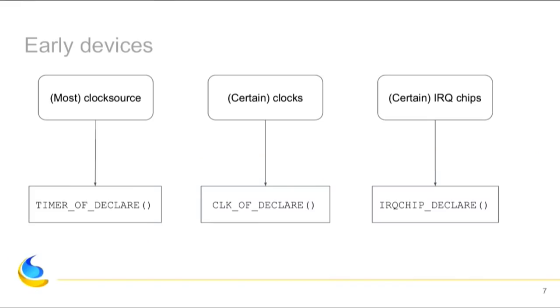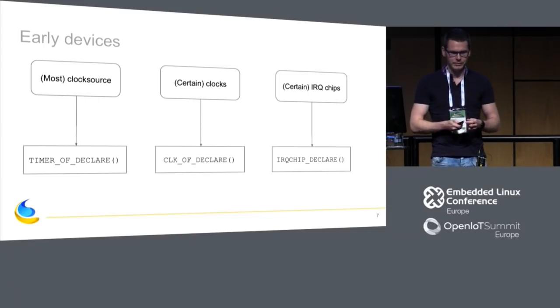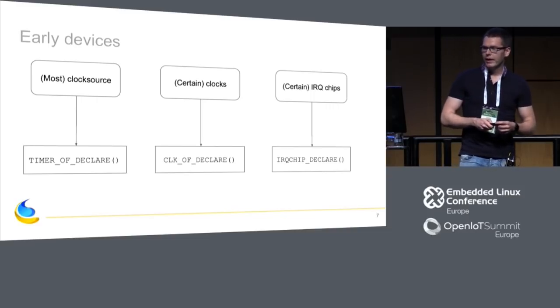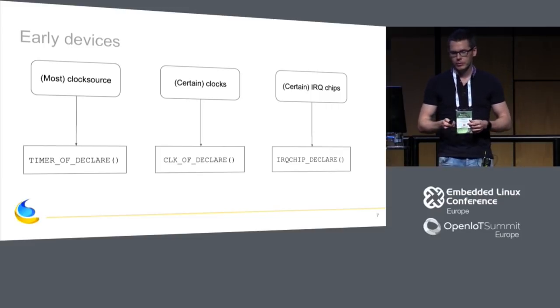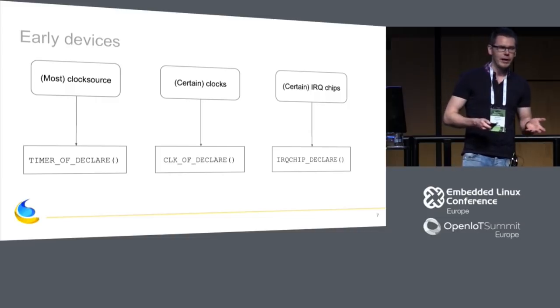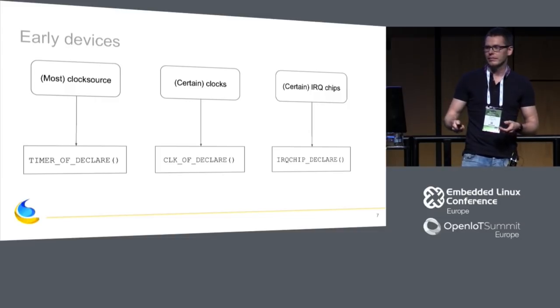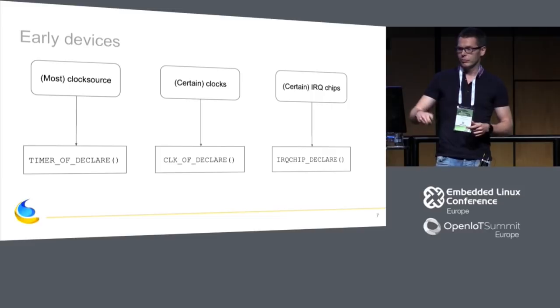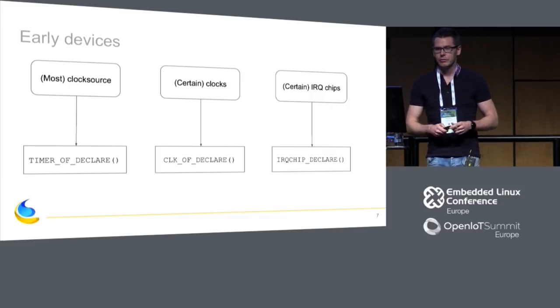The three main classes of devices that usually make use of these macros are: most clock source drivers; in clock events, certain clocks, like when you have a clock controller, certain clocks need to be enabled earlier in the boot process. I'm going to show it on an example of TI DaVinci. And certain interrupt controllers, like the generic interrupt controller from ARM, need to be initiated much earlier than, for instance, GPIO expanders, which export interrupts, which can be regular platform devices.